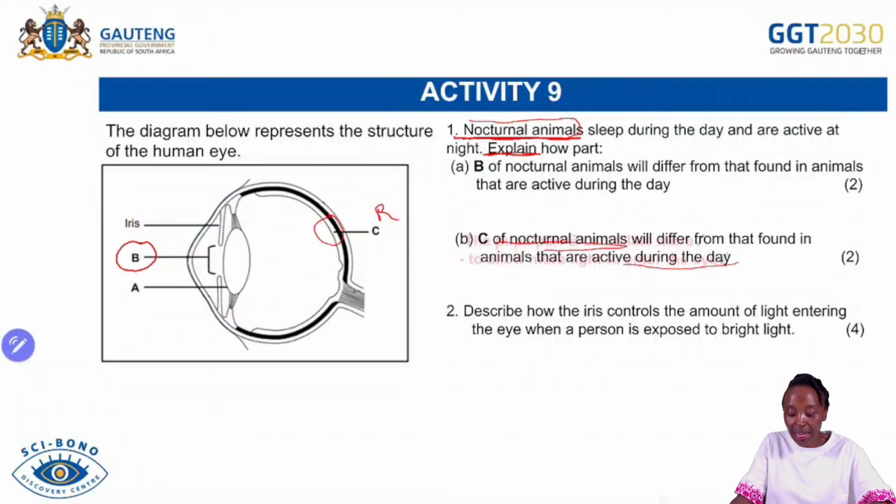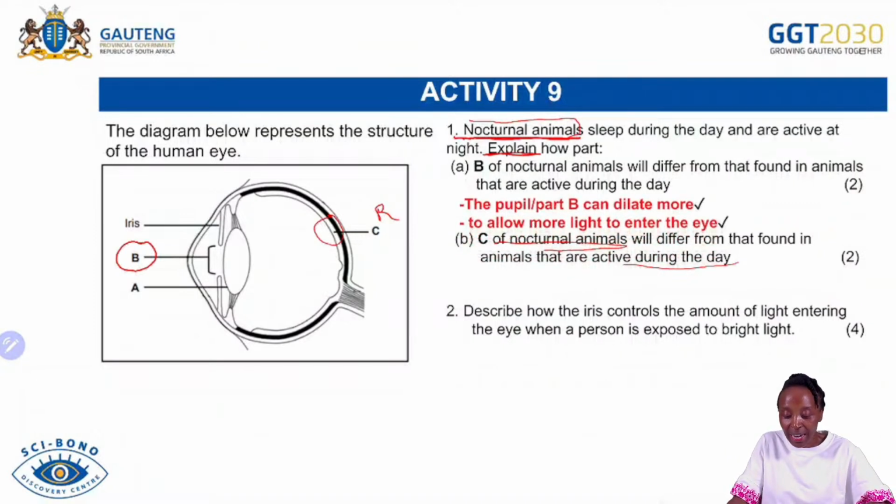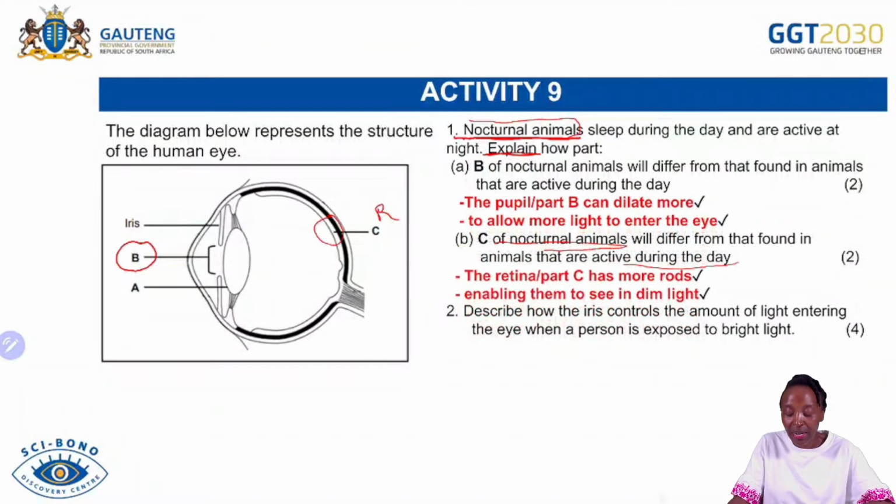So let's look at the answers. We said the first one can dilate more to allow more light to enter the eye. The second one has more rods, enabling them to see in dim light. So your cause, your effect, your cause, your effect, your 2 marks.